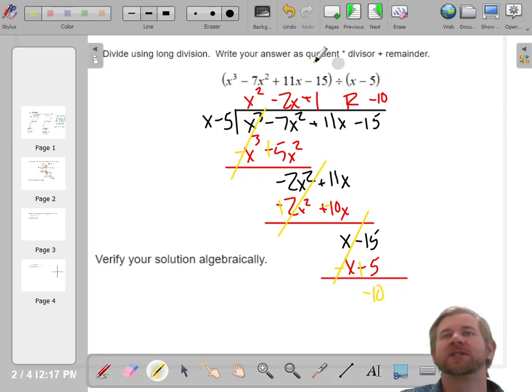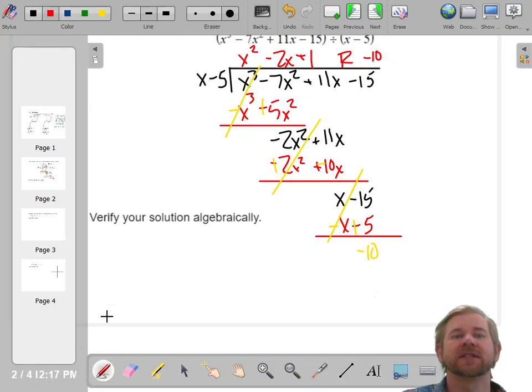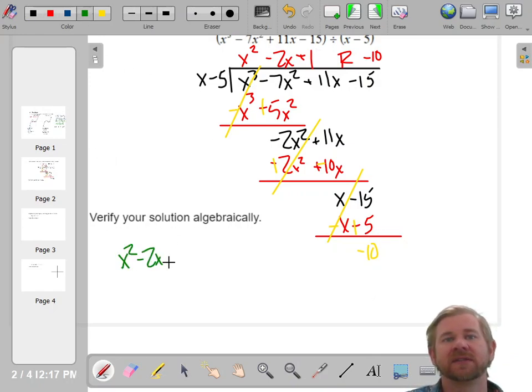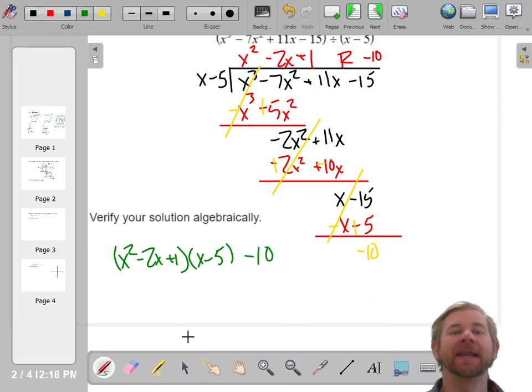Now, I want you to write your answer: quotient times divisor plus remainder. So the quotient is the answer when you divide: x squared minus 2x plus 1. The divisor is x minus 5. And the remainder is negative 10. That's how I'm going to write my answer. And then it says, verify your solution. If you don't know how to check it, you don't know what you're doing.